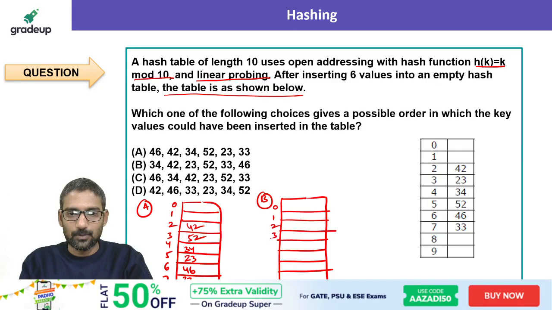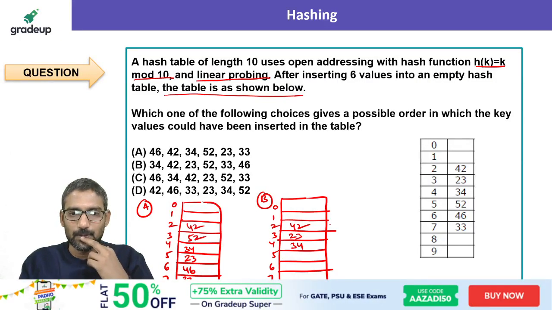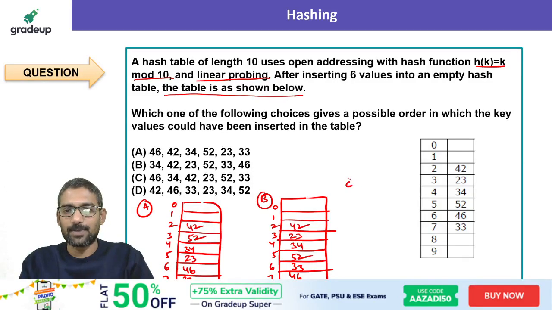Zero, 1, 2, 3, 4, 5, 6, 7, 8, 9. 34 will come to 4, 42 will come to 2, 23 will come to 3, 52: 2 is full, 3 is full, 4 is full, 52 will be here. 33 will come to 6, 46 will be in this 7. So no, it's not even option B also. Let's try with option C.